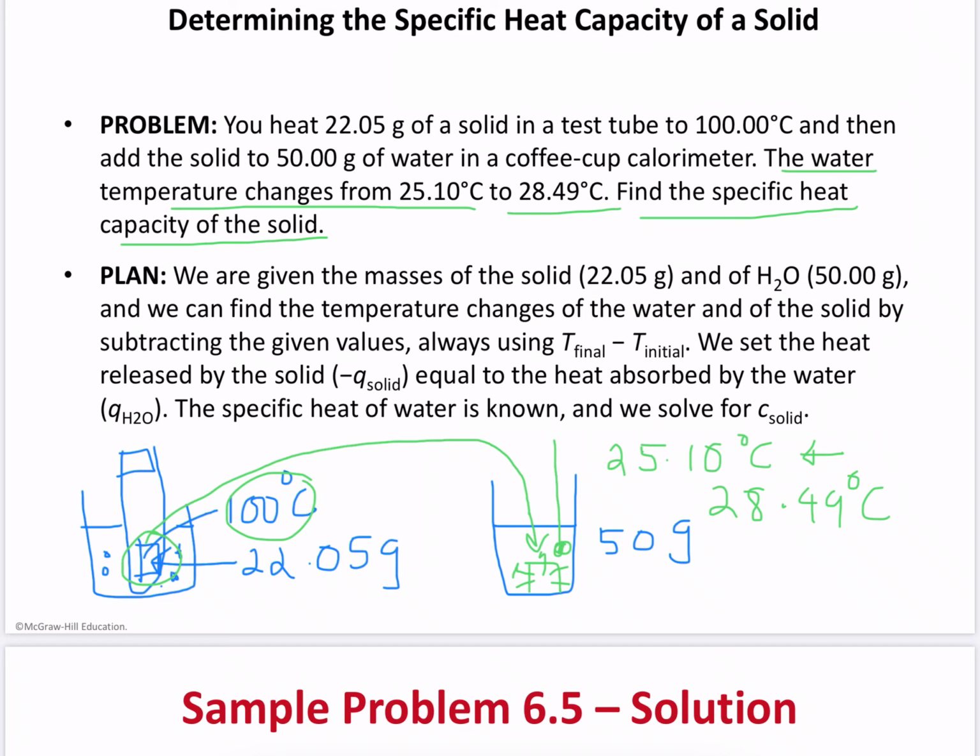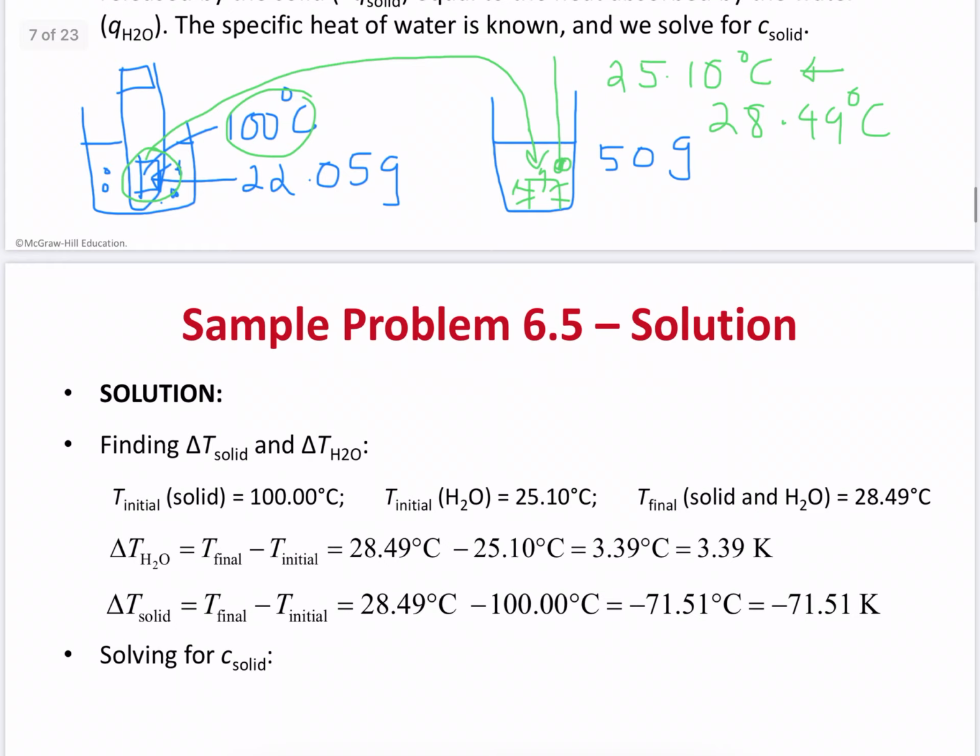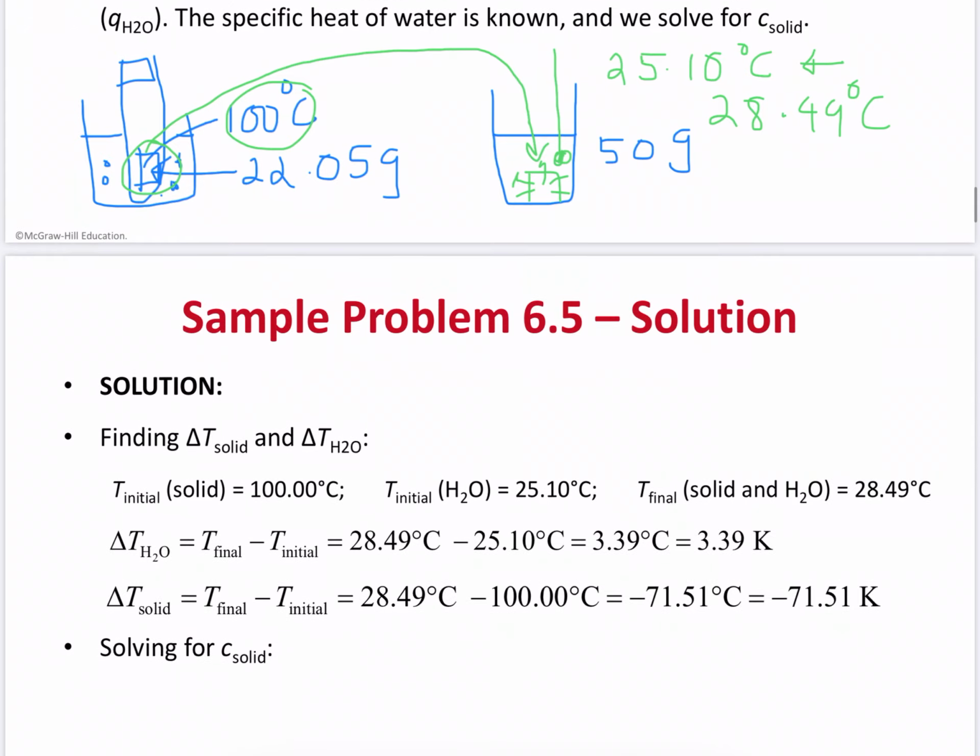Okay, and then what would be the initial temperature of the metal? It would be 100 degrees Celsius because we heated it up initially to 100 degrees. And then what about the delta T for the water? So this is what we are doing here. For the final temperature of the water, again, it's going to be 28.49. Before we put the metal inside the water, the initial temperature of the water is 25.110. So the difference will give us the delta T for the water, 3.39.